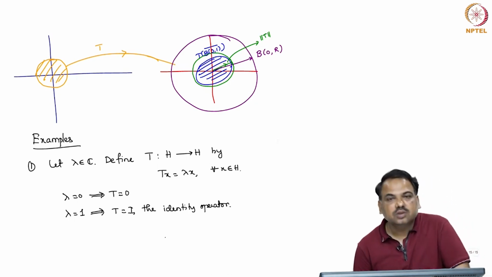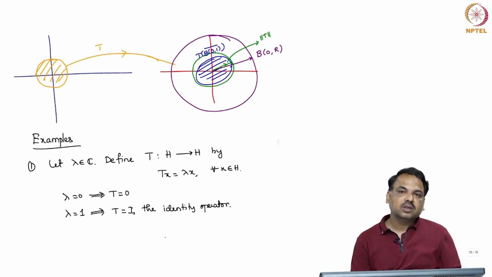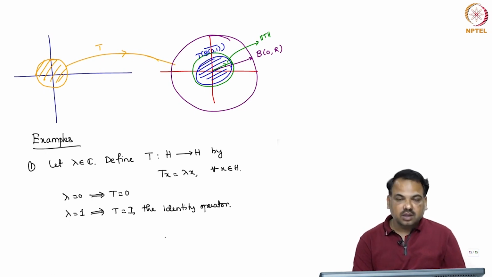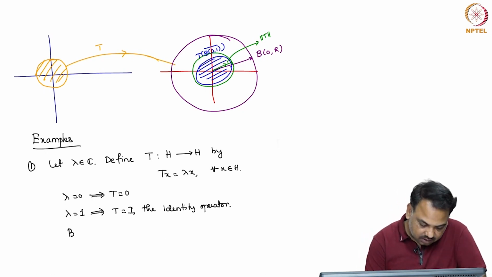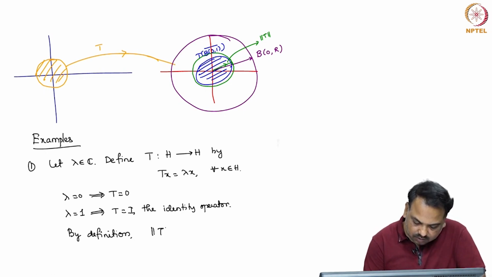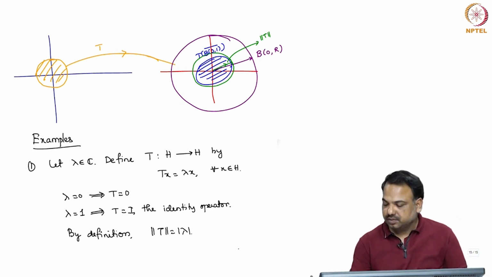Now here it is easy to find the norm of the operator, because if you look at the closed unit ball B in the Hilbert space, T of B is nothing but lambda times the closed unit ball. So since norm T is positive, we can conclude here that norm T is nothing but mod lambda. So easily, by definition, we can check that the norm of T is exactly the modulus of lambda.